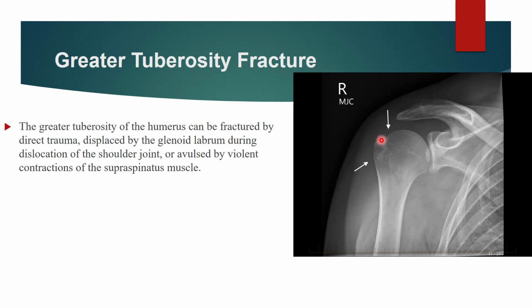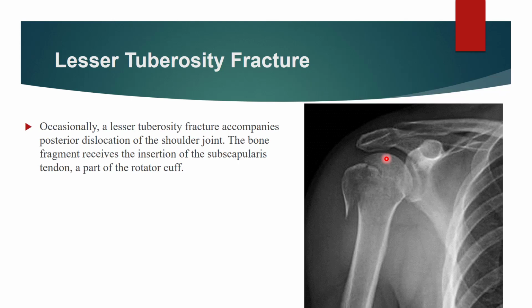The greater tuberosity or the greater tubercle of the humerus can be fractured by direct trauma, displaced by the glenoid labrum during dislocation of the shoulder joint, or reversed by the violent contractions of the supraspinatus muscle. Lesser tuberosity of the humerus can be fractured and it accompanies the posterior dislocation of the shoulder joint. The bone fragment receives the insertion of the subscapularis tendon, which is a part of the rotator cuff.